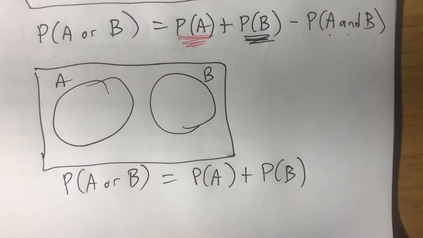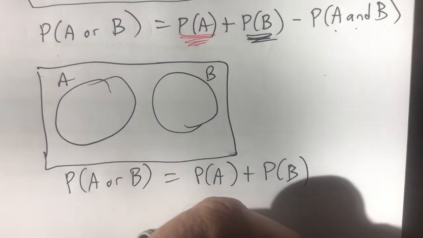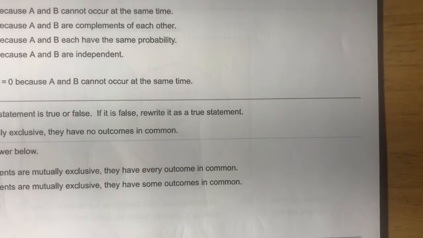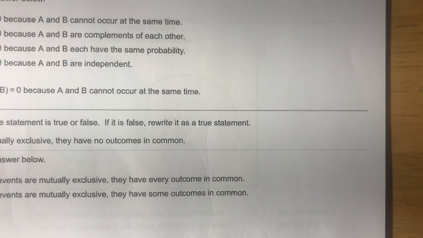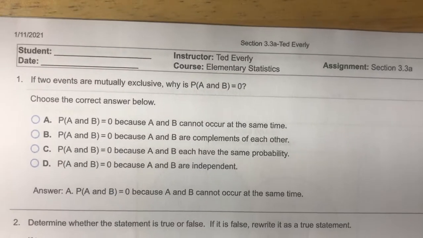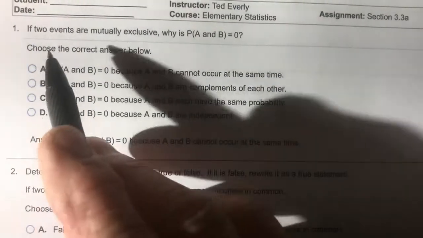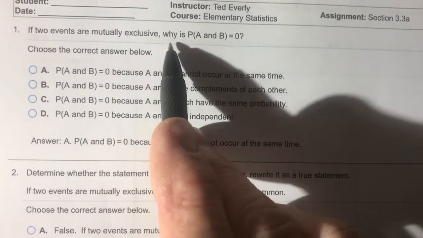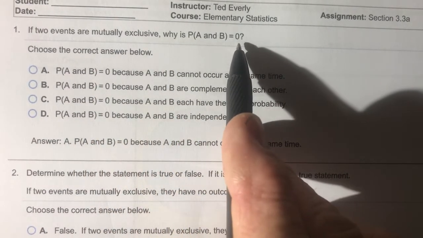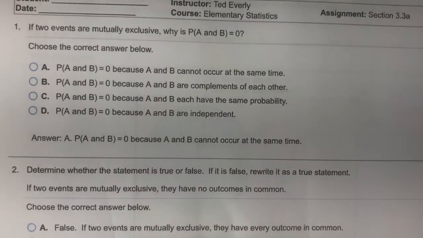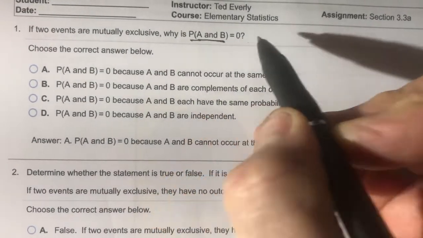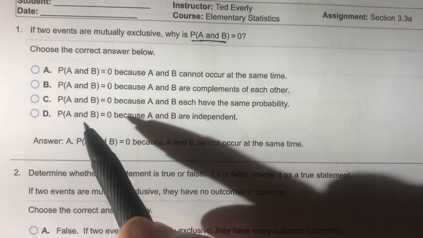Okay? All right, well, let's do some examples here. Maybe that might make more sense. Okay? So, let me get this in the picture here a little better. All right, here's number one. If two events are mutually exclusive, why is the probability of A and B equal 0? Okay, that's what we just talked about. There is no intersection, so that's 0. So let's see here.